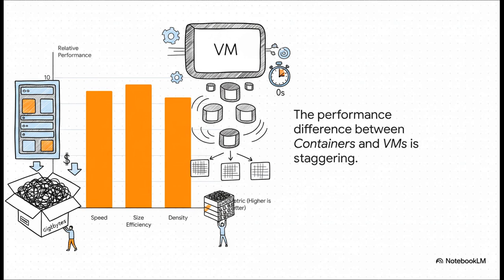A VM can take minutes to boot up. A container starts in seconds, sometimes even milliseconds. A VM image is measured in gigabytes. A container image is often just megabytes. And what that means is you can pack far more containers onto a single server than you ever could with VMs, which drastically cuts down on hardware costs.